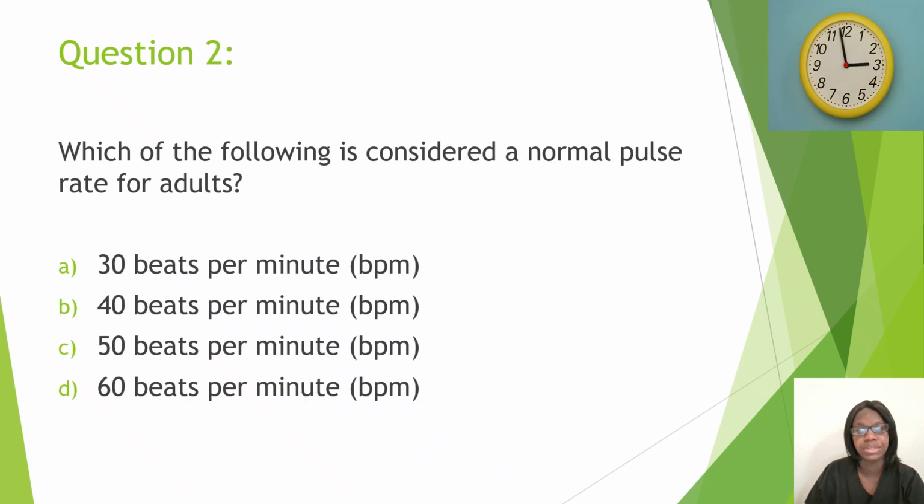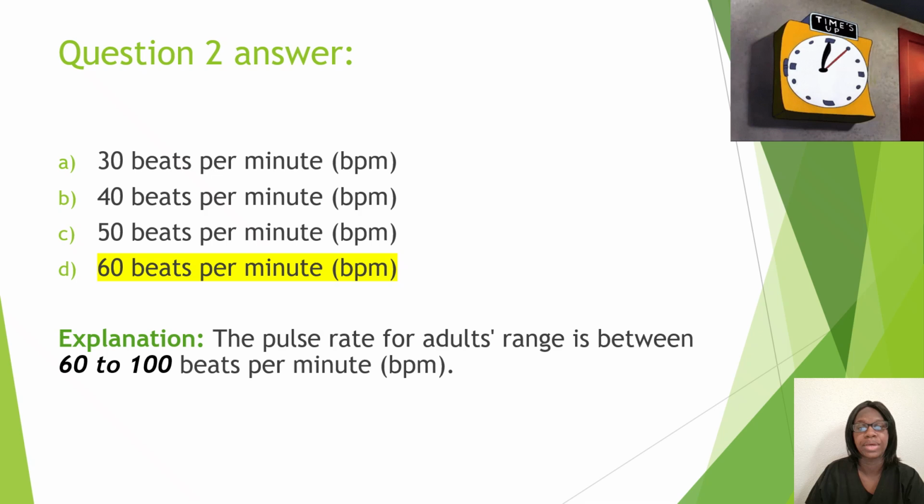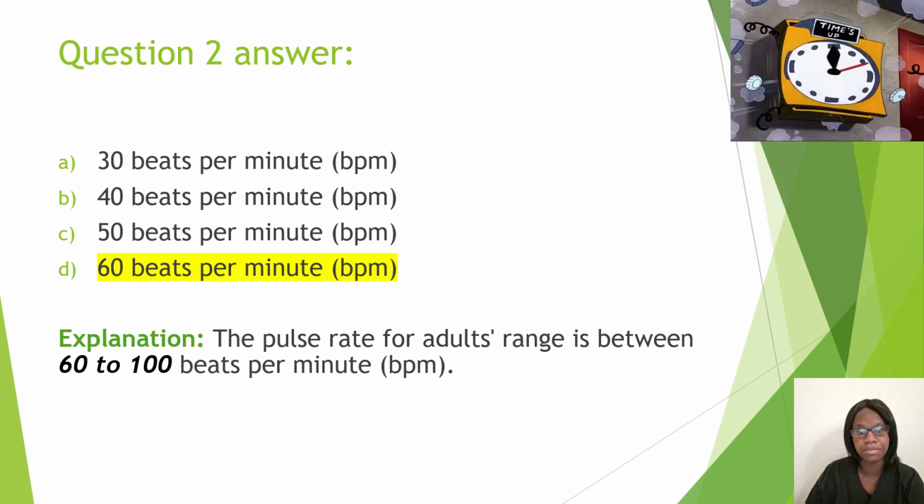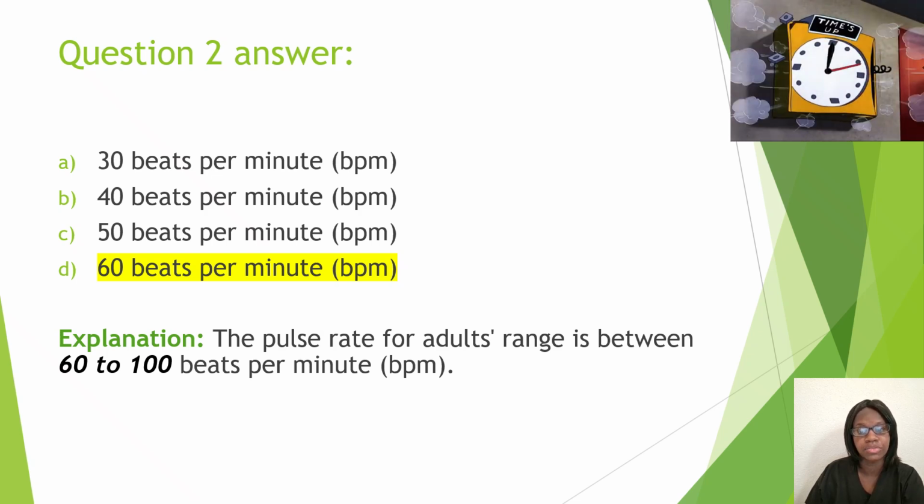Question 2, which of the following is considered a normal pulse rate for adults? Is it 30 beats per minute, 40 beats per minute, 50 beats per minute, or 60 beats per minute? Okay, the correct answer is 60 beats per minute. The pulse rate for adults range is between 60 to 100 beats per minute.